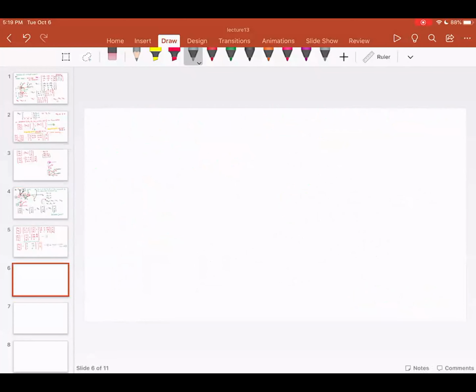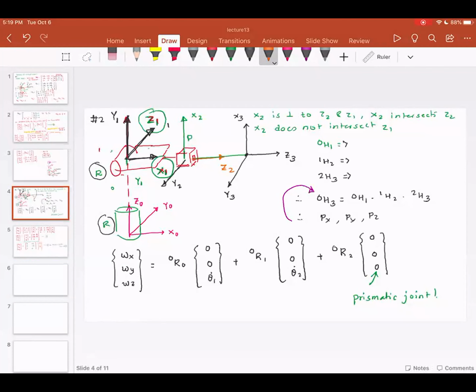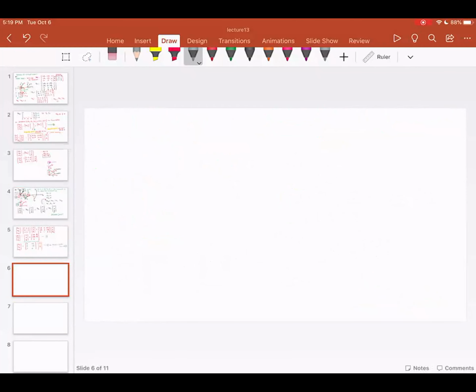So let me work out one more problem. This problem is on the spherical wrist. So check this. So spherical wrist.